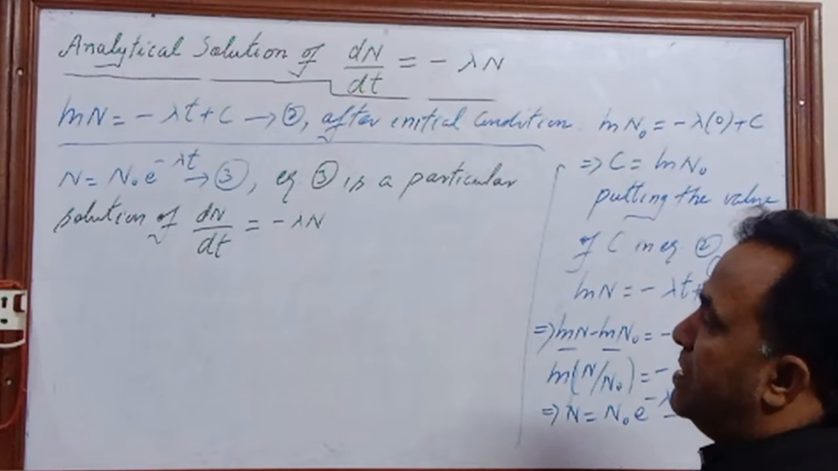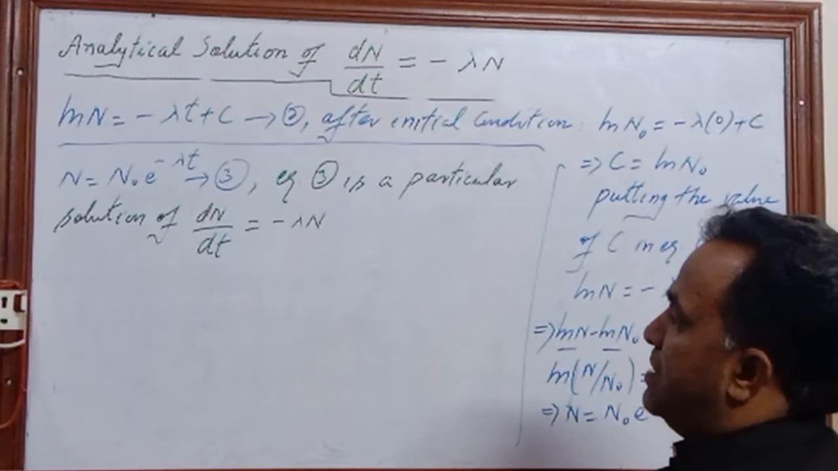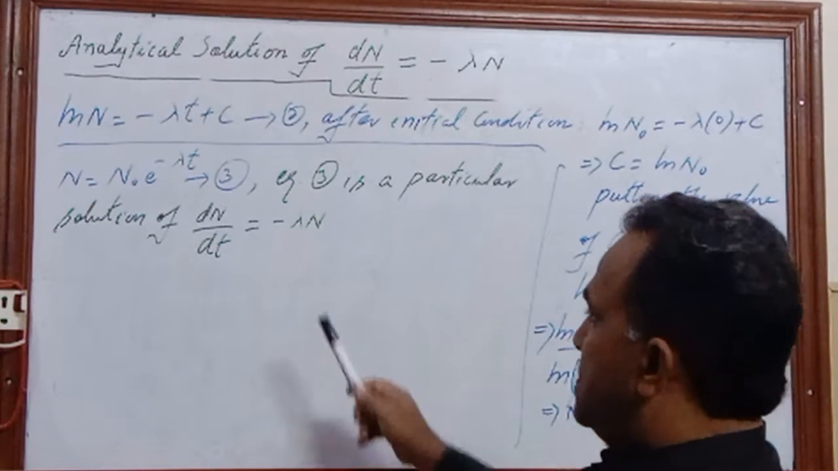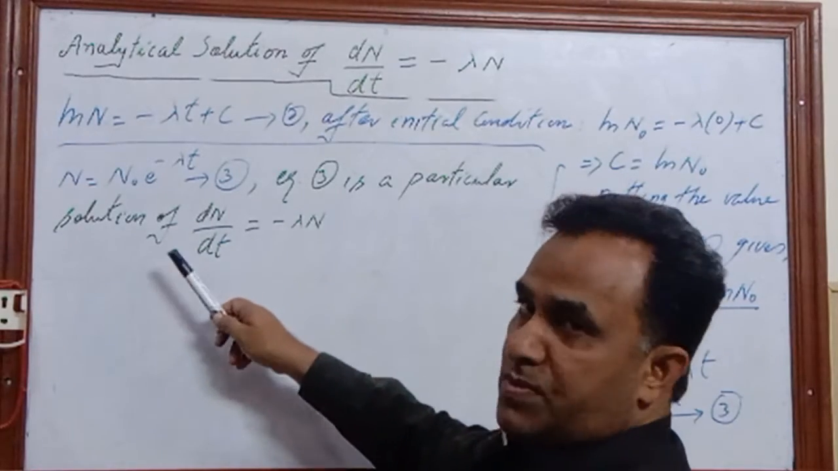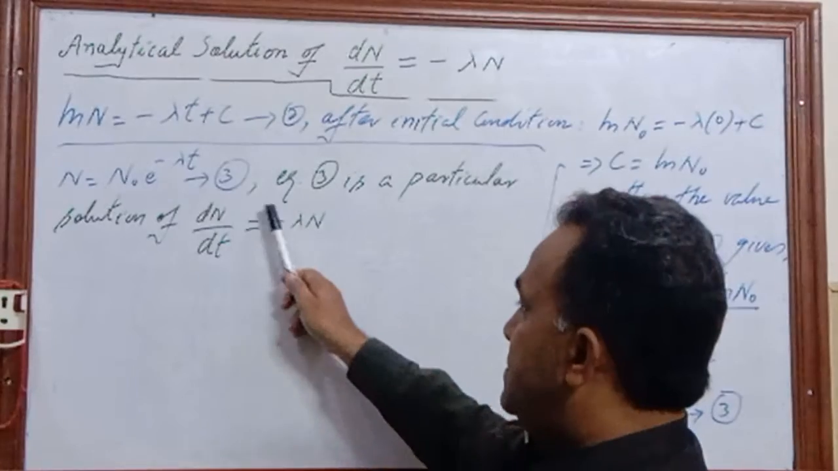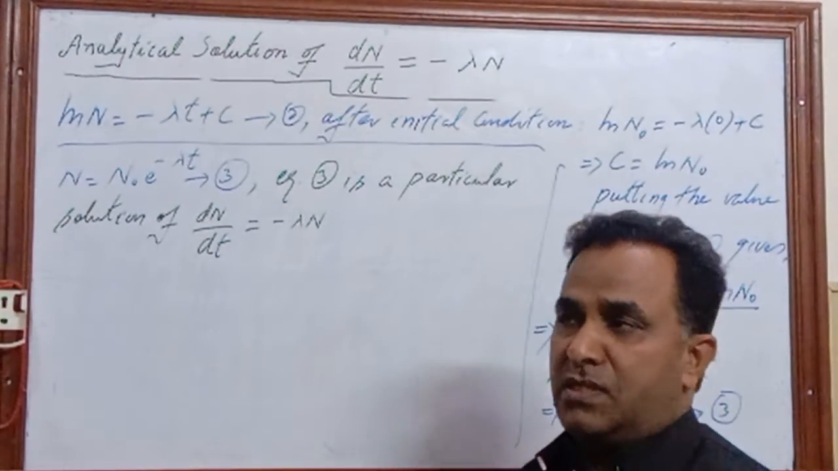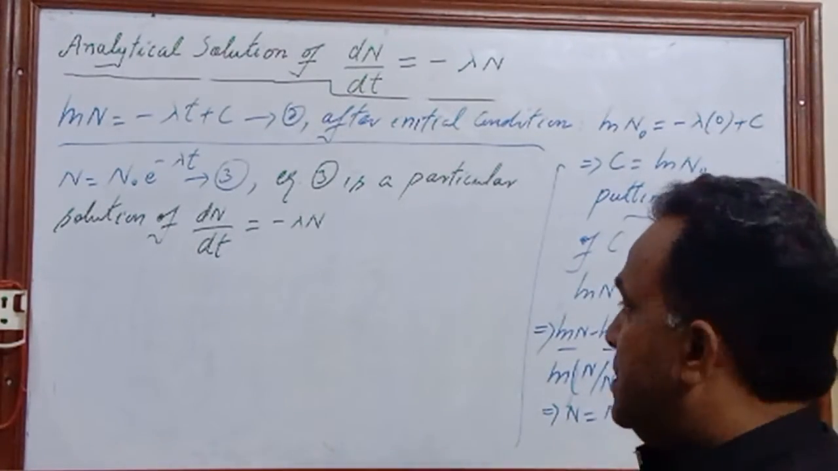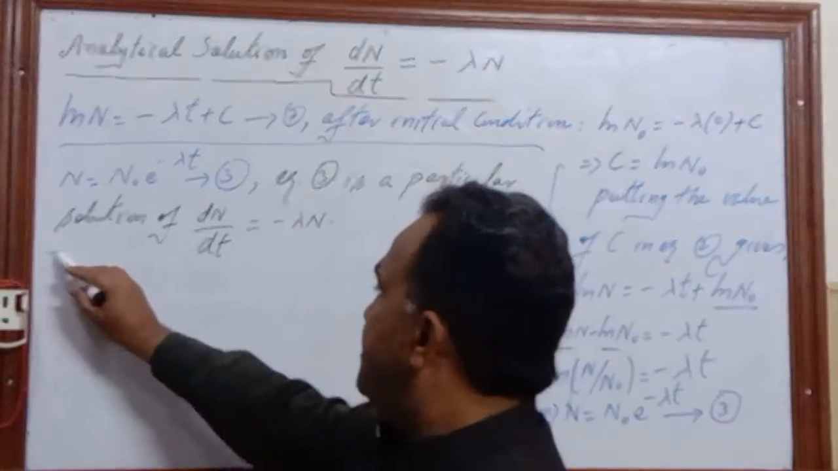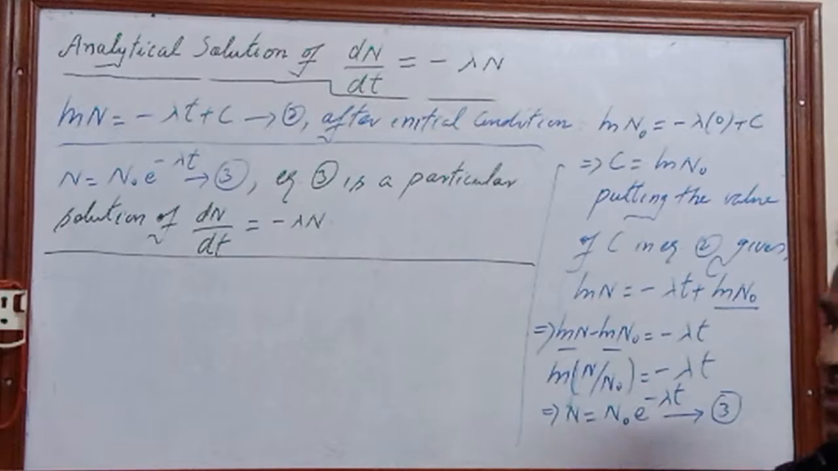In this stage, we have solved this differential equation by taking it as an initial value problem. This equation can also be solved by taking this differential equation as a boundary value problem. So we will do that now: how do we solve this differential equation as a boundary value problem?